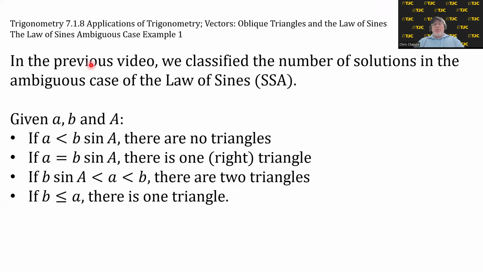In the previous video, we classified the number of solutions in the ambiguous case of the law of sines, where we were given two sides and an angle not included between them. Given side a, side b, and angle A, we drew four conclusions. If a is less than b sine of A, there are no triangles. If a equals b sine of A, there is one right triangle. If b sine of A is less than a, which is less than b, there are two triangles. And if b is less than or equal to a, there is one triangle.